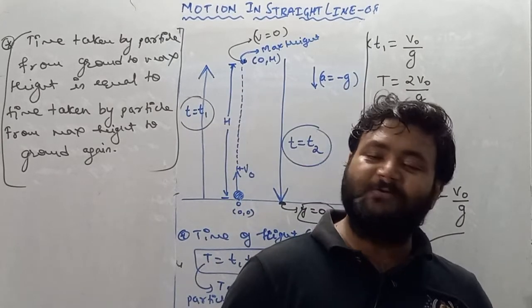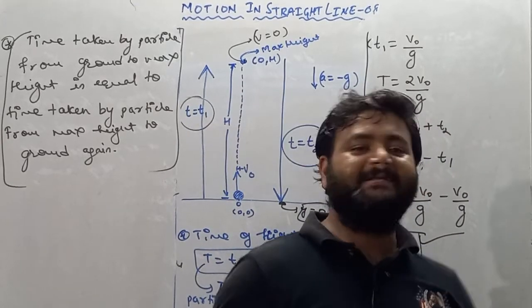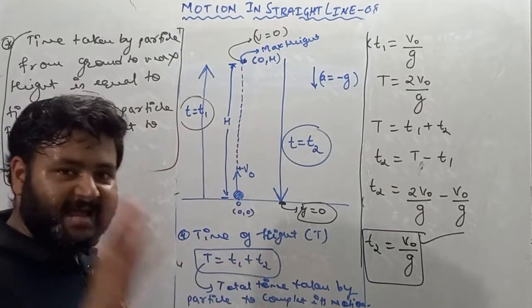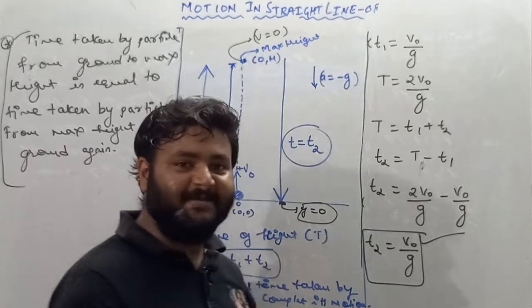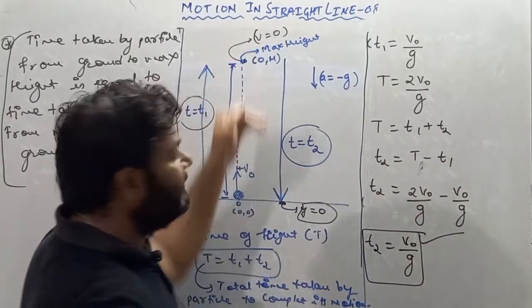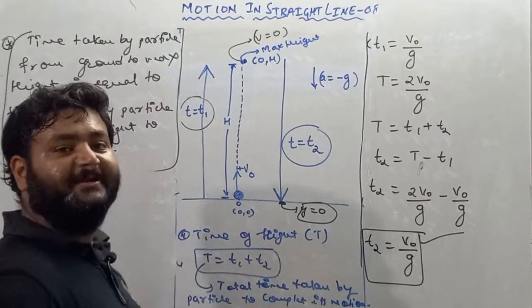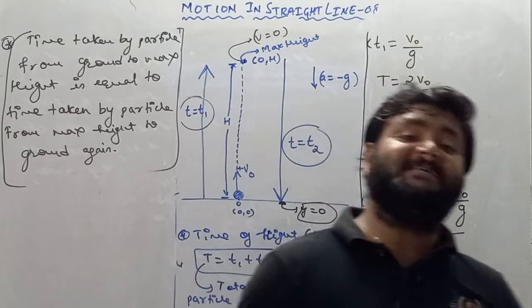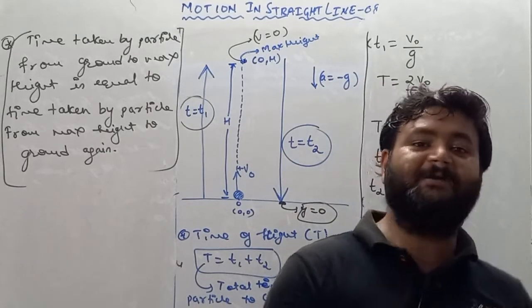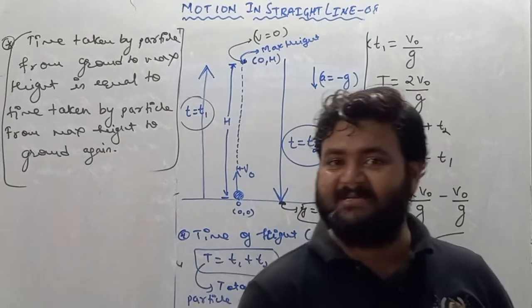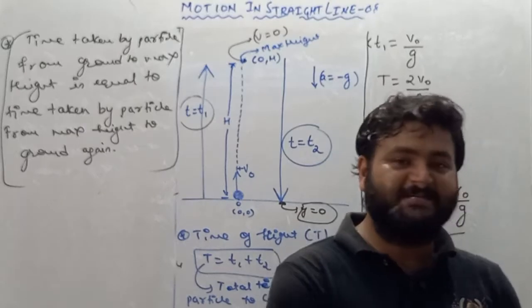So what we conclude here, my dear student, is that the time taken by the particle from ground to maximum height and from maximum height to ground is the same, which is equal to V0 by G. Then we will find the total time of flight. Total time of flight means the time taken by the particle to reach its initial position again. It will be equal to 2V0 by G, where V0 is the initial velocity of the particle and G is acceleration due to gravity.